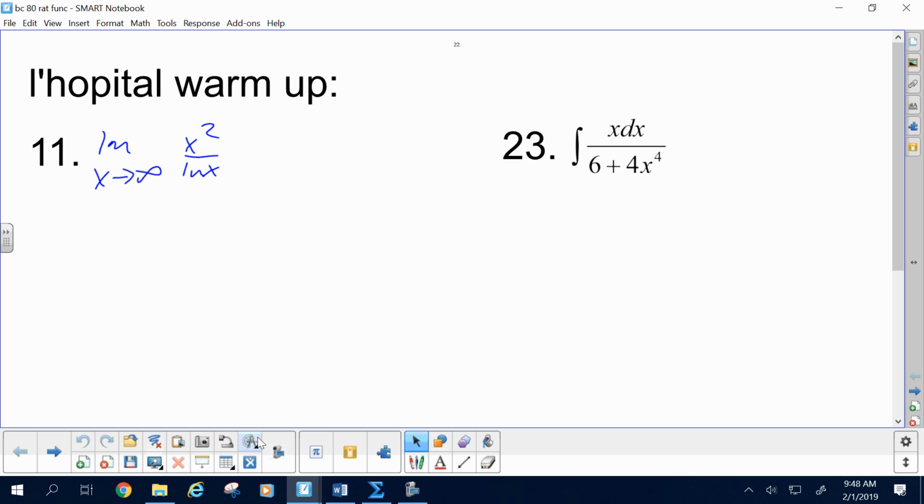Don't worry about 23. Just make sure you have 11 done. 23 is arctangent. We've done that a little bit. So if you want to write arctangent in the box, fine. But let's focus on this one.